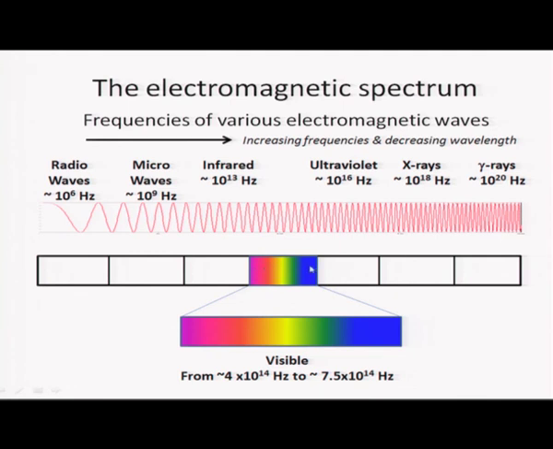The visible wavelengths are here, and the frequencies range from about 4 times 10 to the power 14 hertz to 7.5 times 10 to the power 14 hertz. Then comes ultraviolet in this region, about 10 to the power 16 hertz frequencies. Then we have X rays, which are 10 to the power 18 hertz frequency, and then gamma rays, which are 10 to the power 20 hertz frequencies. So, you can have electromagnetic waves of varying frequencies, and the visible spectrum to which our eyes are sensitive forms a very small fraction of the entire electromagnetic spectrum.